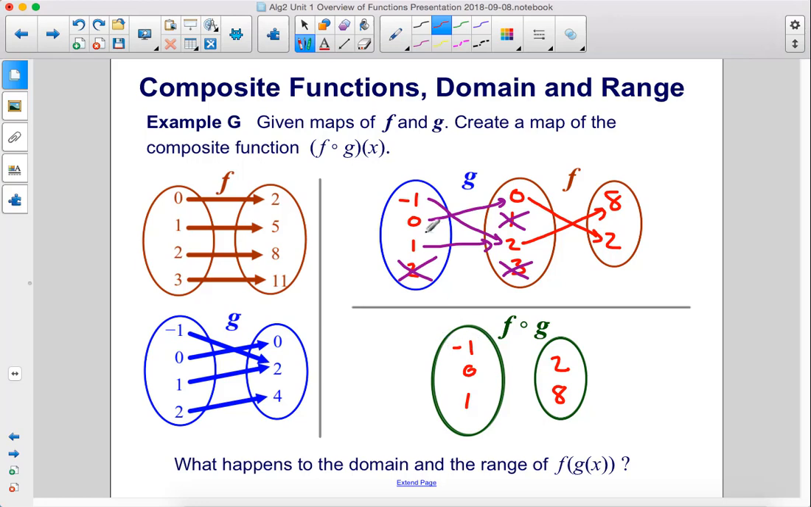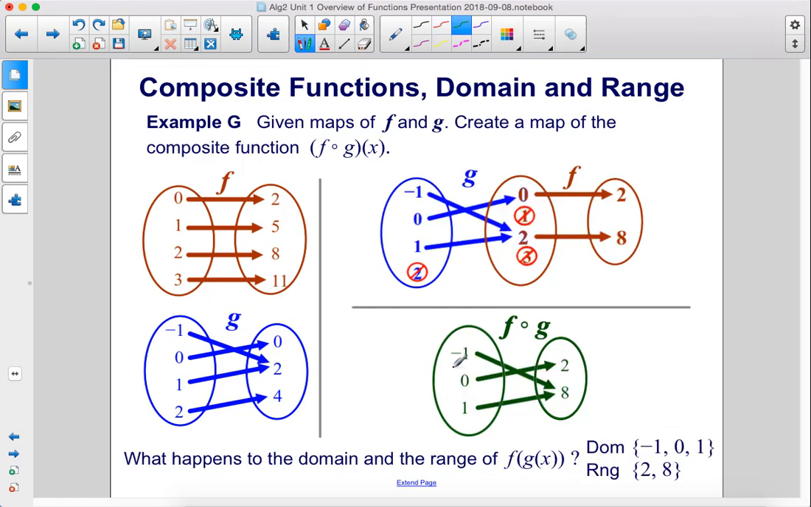If we have -1, that will end up at 8. If we have 0, that will end up at 2. And if we put in 1, that will end up at 8 as well. We'll go over the domain and range on the next slide. So the domain becomes these numbers here, -1, 0, and 1, the possible inputs. And the range is all of the possible outputs, and we're left here with just 2 and 8.